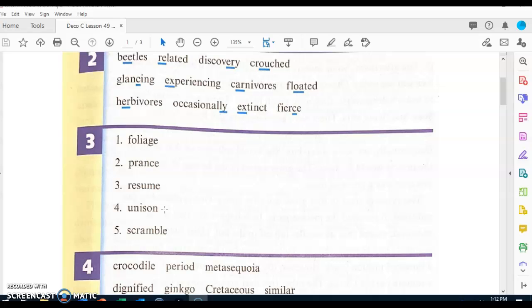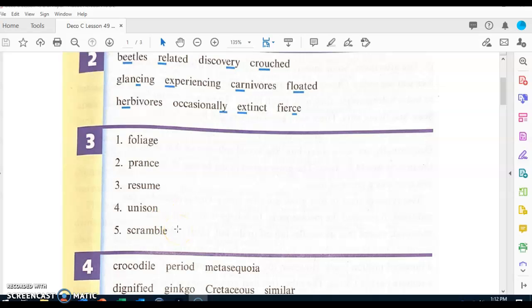Word number 4. What word? Unison. When people talk in unison, they say the same words at the same time. Everybody, what would you be doing if you were singing the same words at the same time? Think about it. Get ready. Singing in unison.